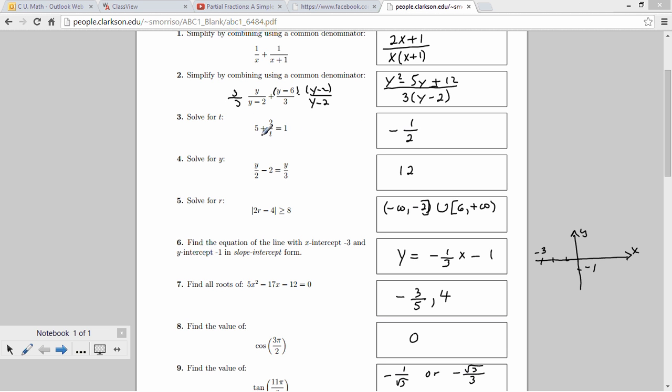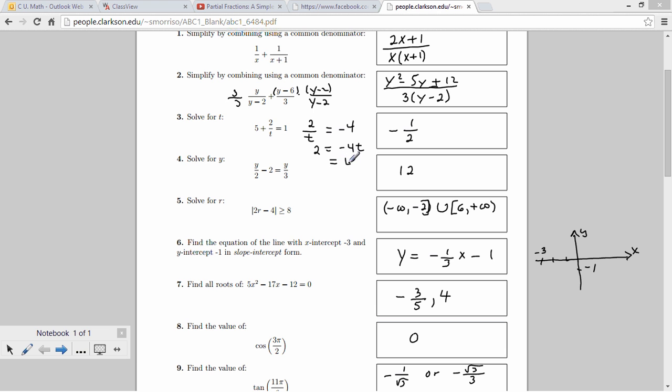Number 3, got a variable in a denominator here. Probably a first step would be to think of this as 2t equals negative 4 by moving the 5 from the left-hand member to the right-hand member. And so t times the negative 4 gives us negative 4t.